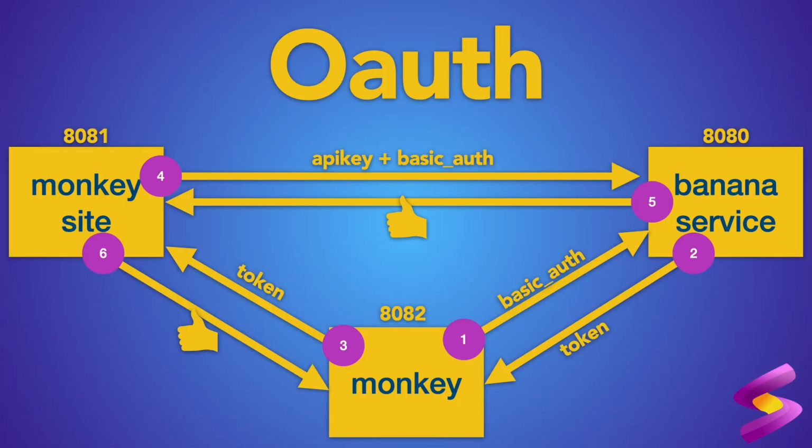It gave me this token. And then that monkey site can go to the banana site and say, so this monkey is trying to log in. He wants to buy my bananas. He gave me this token. Can you just tell me, is this guy who he really says he is? And then they'll say, yeah, sure, I just gave him that token, that's real. Let's do this in practice.